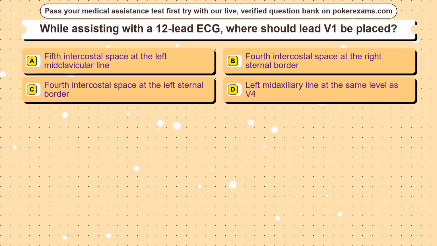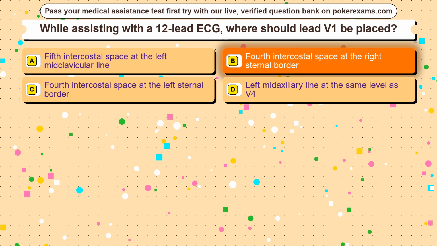Question 54. While assisting with a 12-lead ECG, where should lead V1 be placed? Option A. 5th intercostal space at the left midclavicular line. Option B. 4th intercostal space at the right sternal border. Option C. 4th intercostal space at the left sternal border. Option D. Left mid-axillary line at the same level as V4.